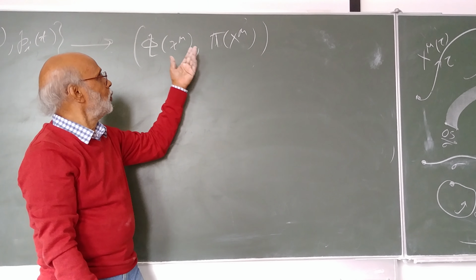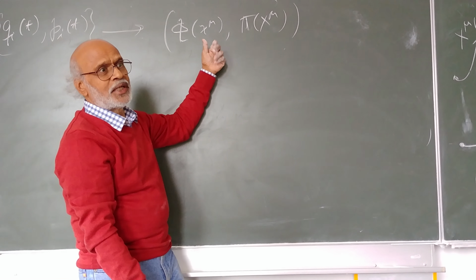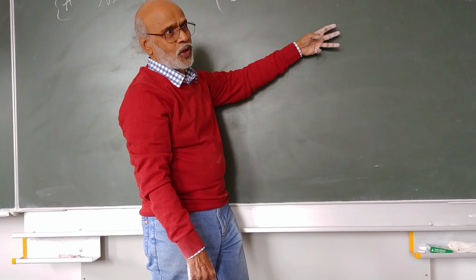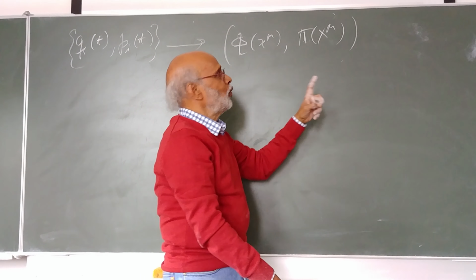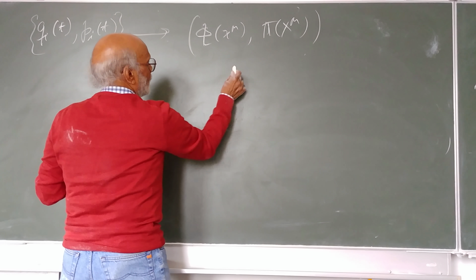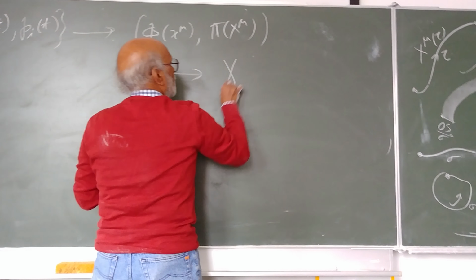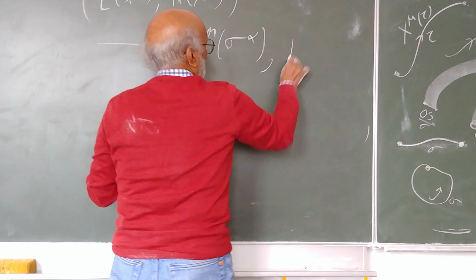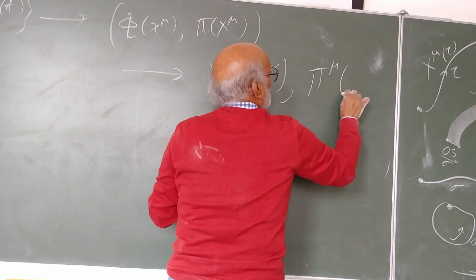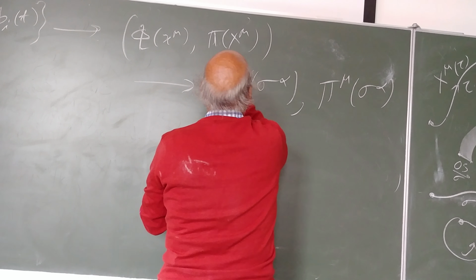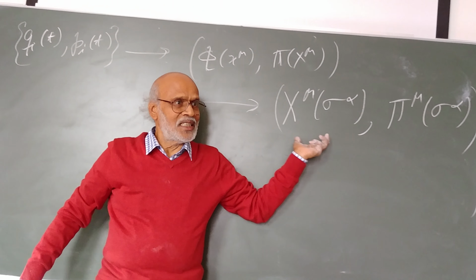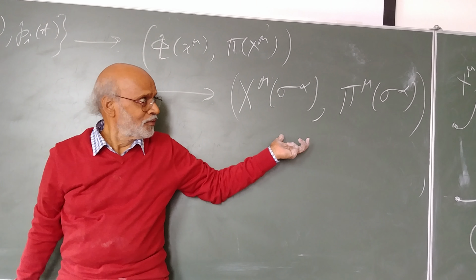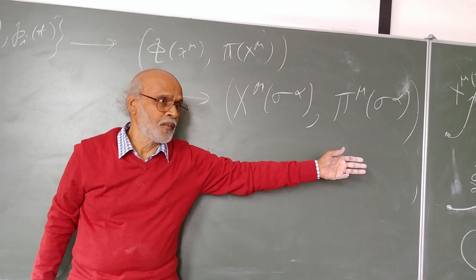x mu is t, x, y, z, okay, or the time and space coordinates. Now we want to generalize it further, and this goes to x mu sigma alpha, and if you like, so these would then be, these are called string coordinates or the string fields and their canonical momenta.